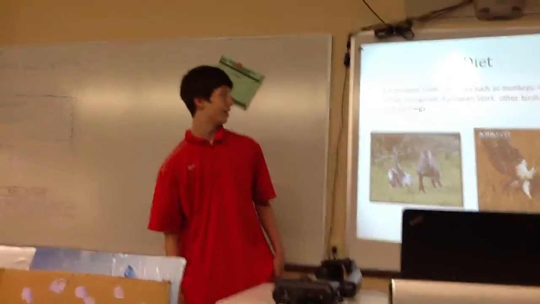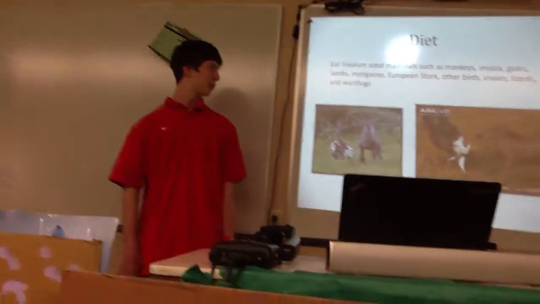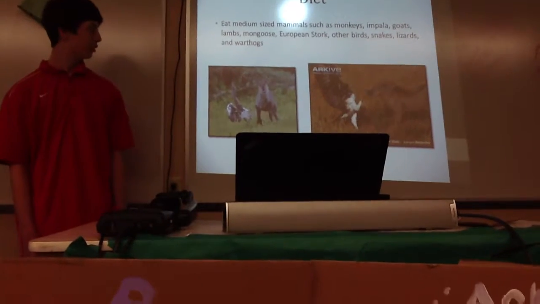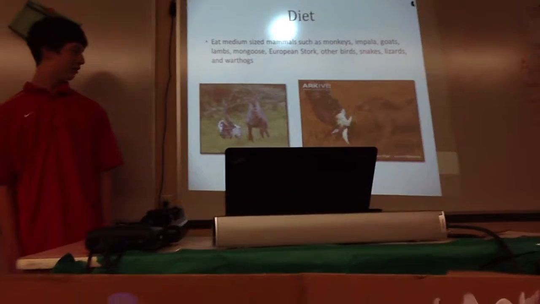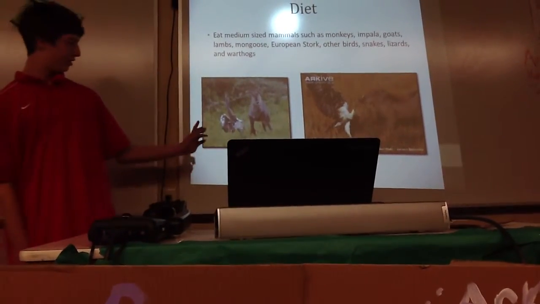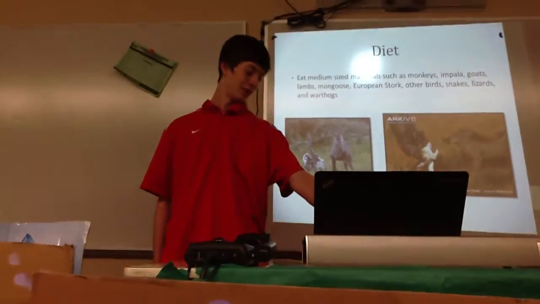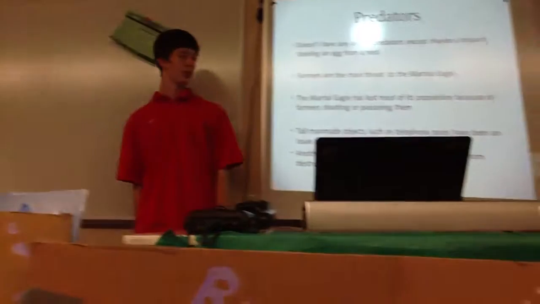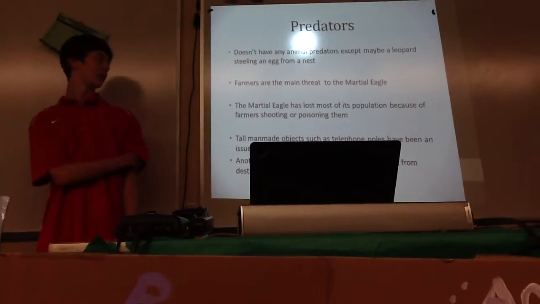Their diet is small mammals, such as monkeys, impala, goats, lambs, mongoose, the European stork, which is a bird, other birds, snakes, lizards, and warthogs. So they can hunt things about twice their size. They're predators. They don't really have any predators except maybe a leopard might steal an egg from the nest, but it's very rare.